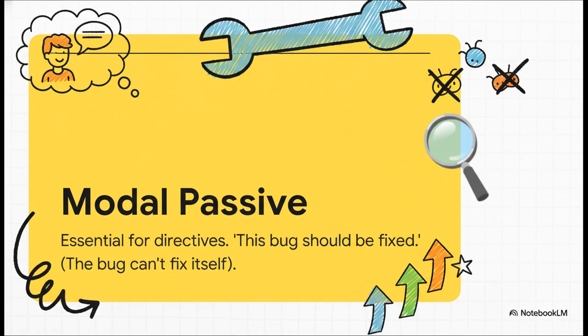And here's where this grammar stuff becomes a real leadership tool. When you combine a modal verb like should or must with the passive voice, you create a super clear directive. You can't say, "this bug should fix," right? Because the bug can't fix itself. You have to say, "this bug should be fixed." This structure is absolutely essential for making recommendations and setting priorities.